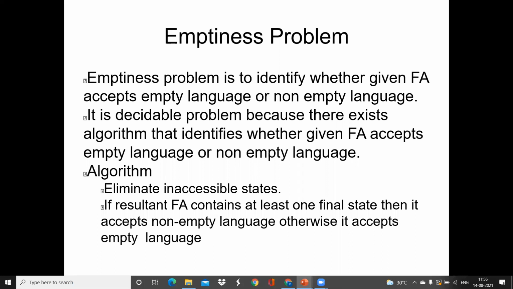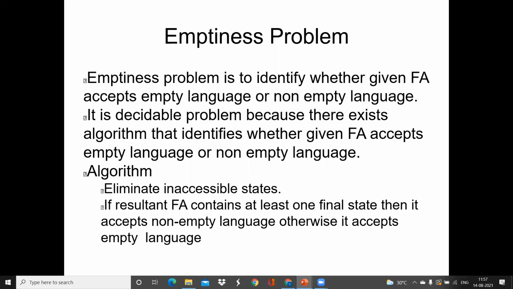So the emptiness problem is whether your finite automata accepts the empty language or not. This you have to identify. So how will you identify? For that you have an algorithm. Whatever finite automata you have, from that you should eliminate inaccessible states. Inaccessible means where you cannot reach. There is no incoming edge to that particular state. So if there is no incoming edge to that state, it means you can't reach those states. So you have to eliminate those inaccessible states.